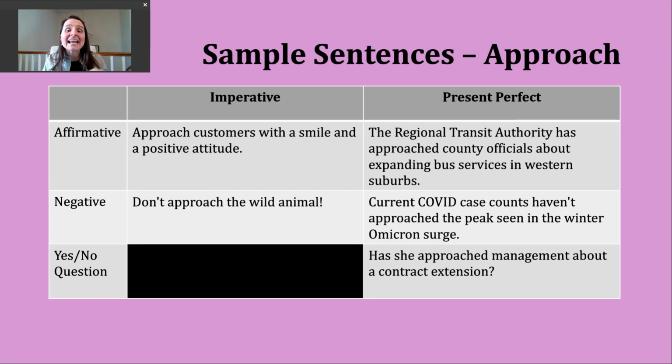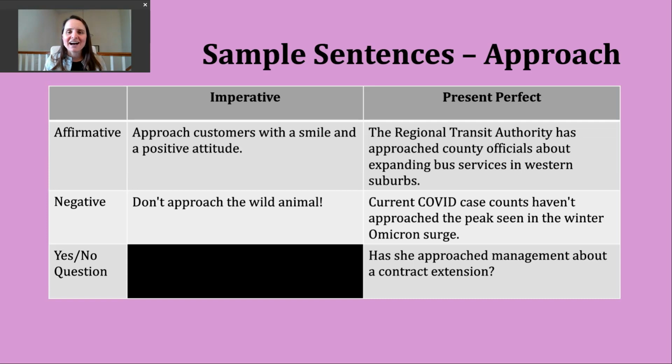Now, if I want to make a negative present perfect sentence, I need to insert not after the have or has. And then that will be followed by the participle form of the verb. You can see that in this example. Current COVID case counts haven't approached the peak seen in the winter Omicron surge.